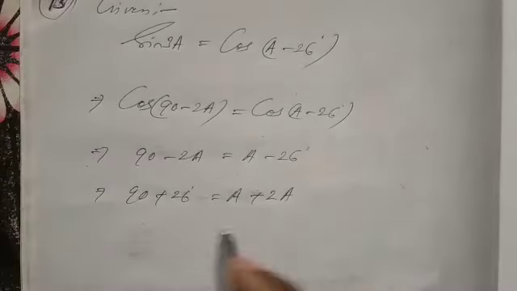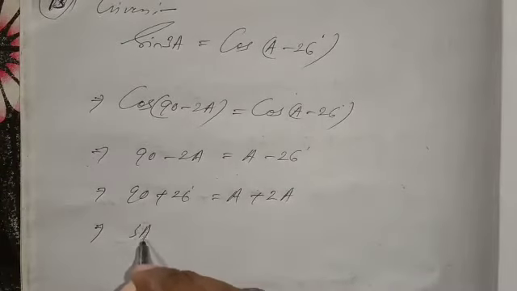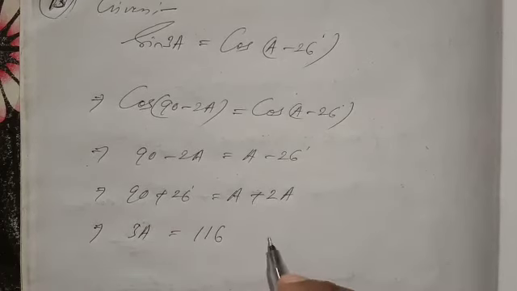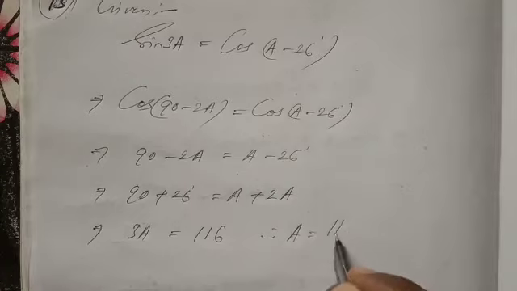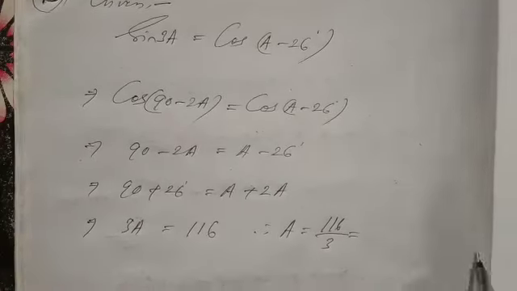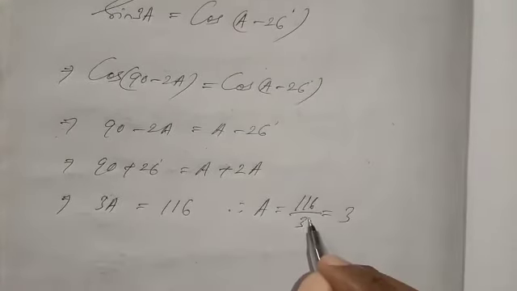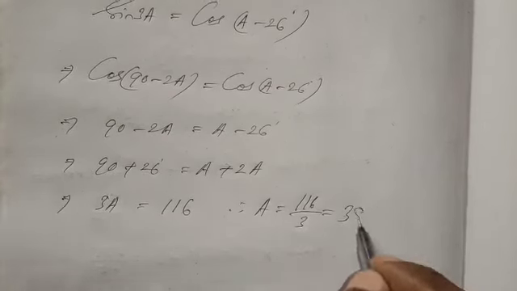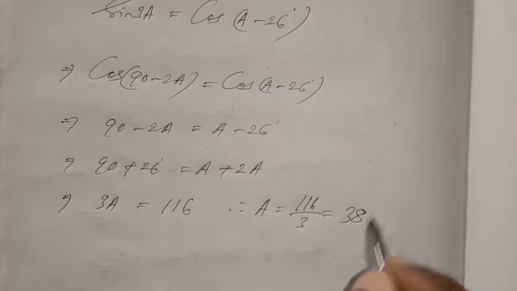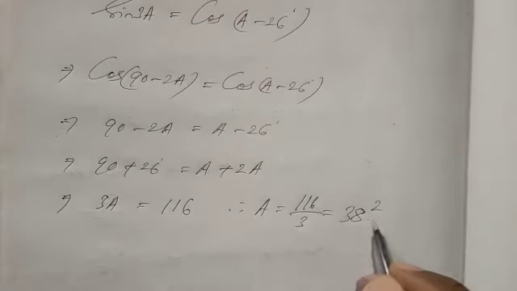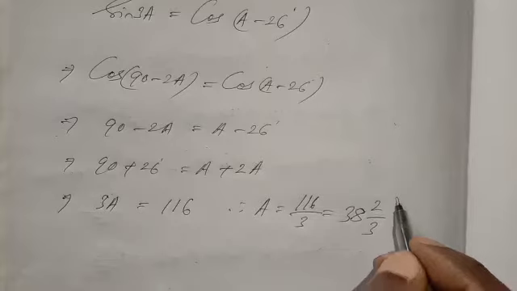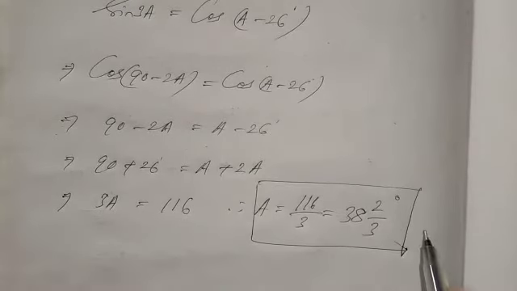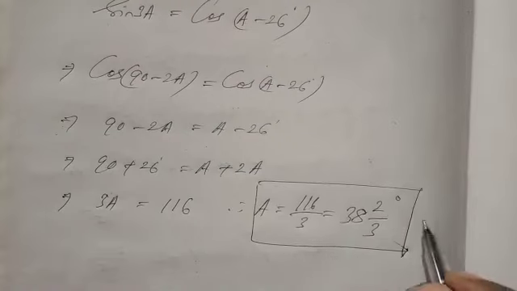A plus 2a means what? 3a. 3a is equal to 116 degree. Therefore a is equal to how much? 116 by 3. 3 3s are 9, 2 left, 3 8s are 24. So a is equal to 38 and 2 by 3 degree.